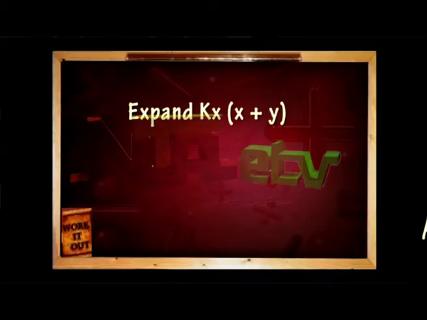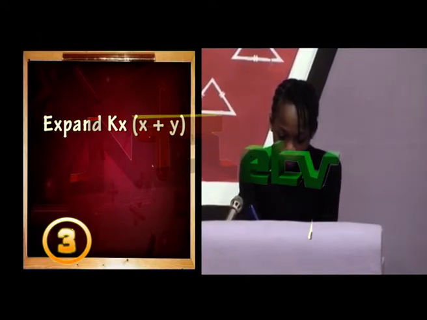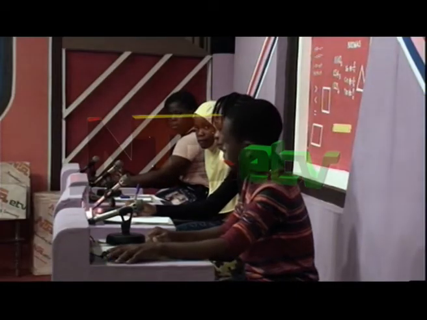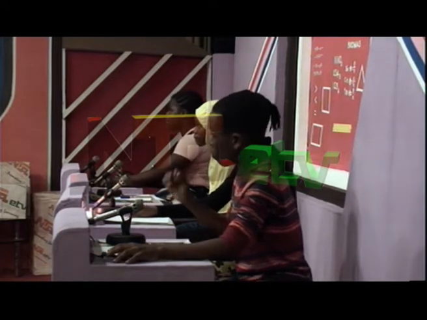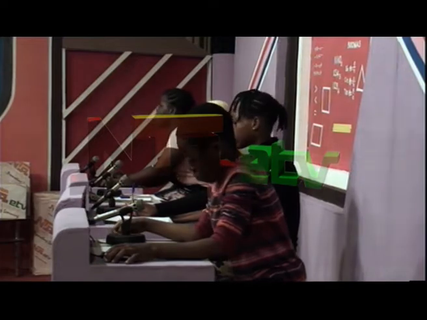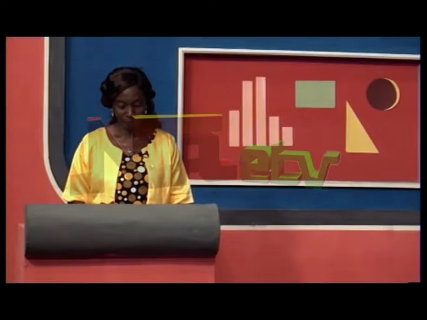C, your question. Number 1. Expand kx, open bracket, x plus y, close bracket. The time is up. Contestant A, do you want to try? Kx squared plus ky. Kx squared plus kyx.